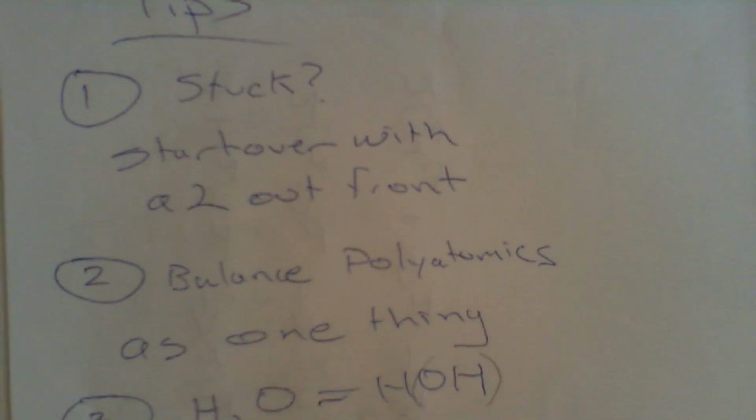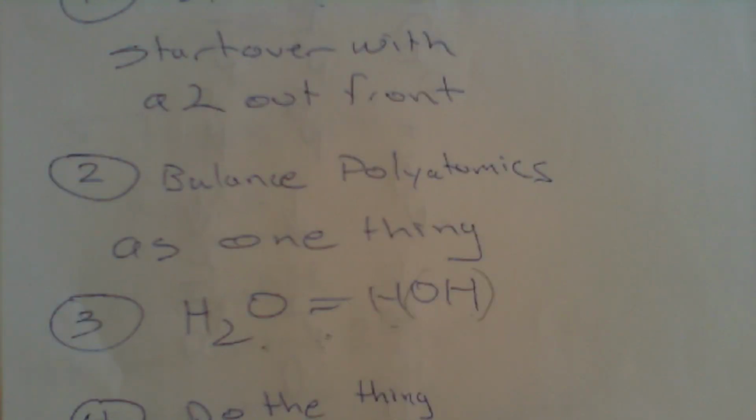The second tip was to balance the polyatomics as one thing. So if you have a phosphate on both sides, balance the phosphates instead of balancing phosphorus and oxygen separately. Now, that was just one example. You have 25 polyatomics that you're responsible for, so you're going to need to use that skill for the polyatomics.